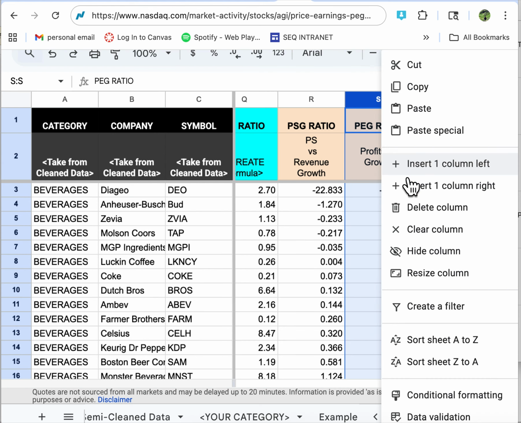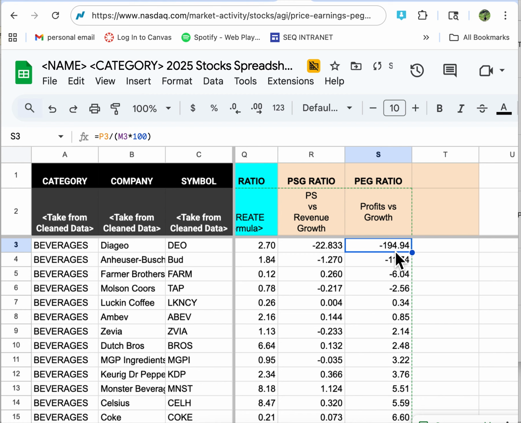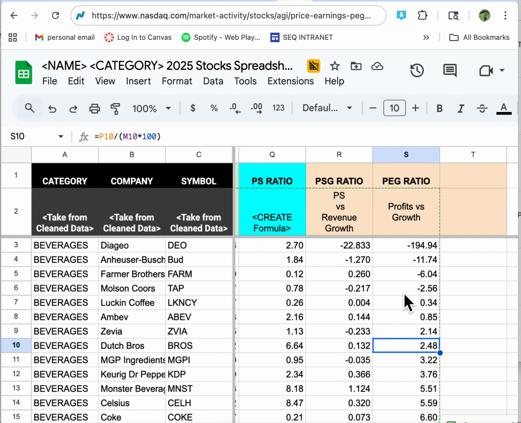Okay, so if I go A through Z, negative means it's losing money. So Luckin, Ambev, Zivia, Dutch Bros. So if you want to see the real one, like the real PEG, you can look it up on this website.